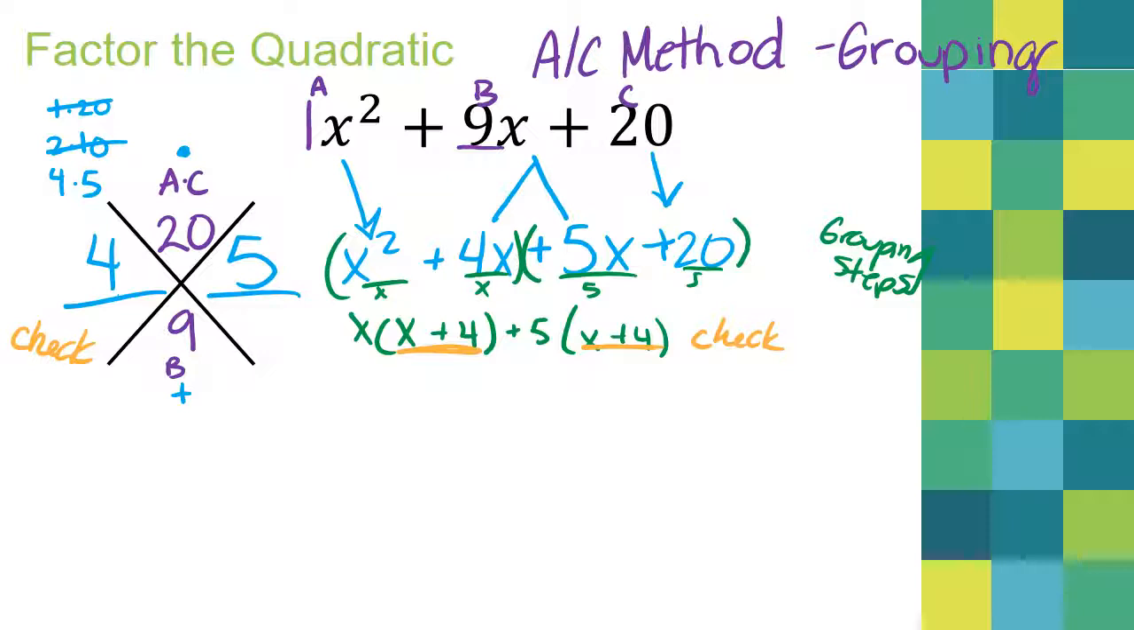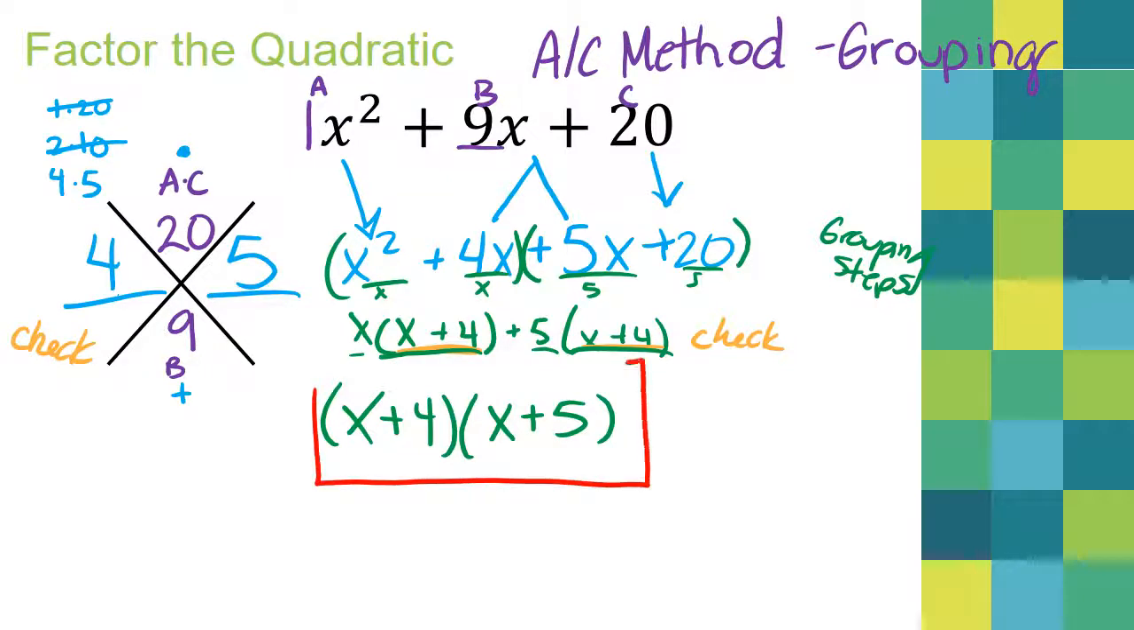The last step of grouping is to take your common parentheses, your common factor. If I divide it out, then I write what's remaining. Remaining is my GCFs of an x and a positive 5. So there we have found our final answer. We have factored the quadratic and gotten two binomials.